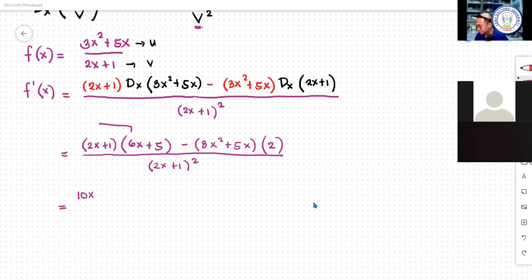Okay, so you're okay. My bad. Did you do 10x? It's 12x squared plus 10x plus 6x and then plus 5 minus. Guys, every time you do minus with an algebraic expression, you have to distribute the negative sign.